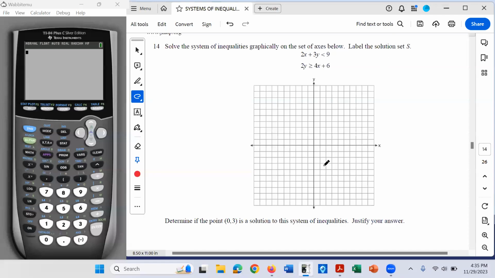All right, so let's get ready to knock out 14. First step is always I want to make sure that each inequality is in slope-intercept form. And I know it's in slope-intercept form. Well, what's by itself? That's right. Y is by itself.